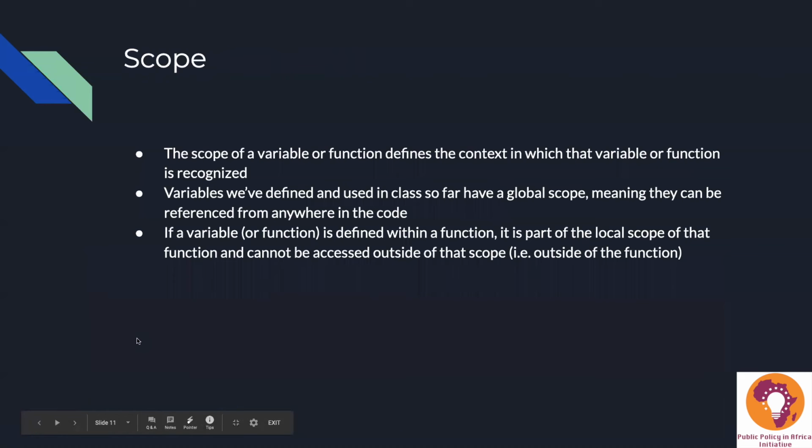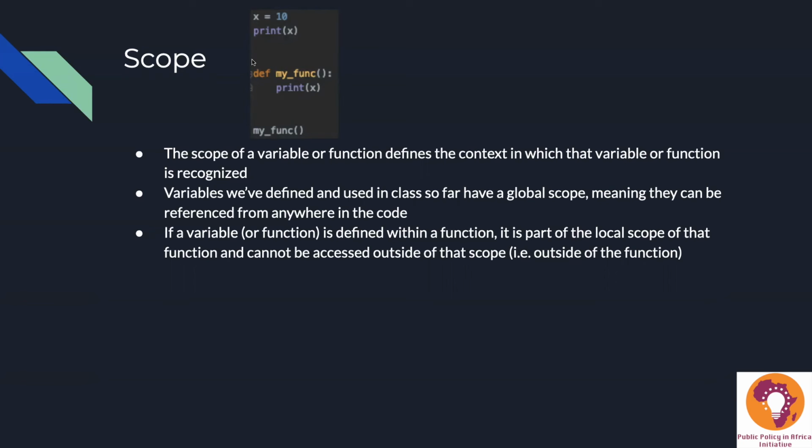All right, scope. The scope of a variable or a function defines the context in which that variable or function is recognized. Variables we've defined and used in class so far have a global scope, meaning they can be referenced from anywhere in the code. If a variable or function is defined within a function, it is part of the local scope of that function and cannot be accessed outside of that scope, i.e. outside of the function.